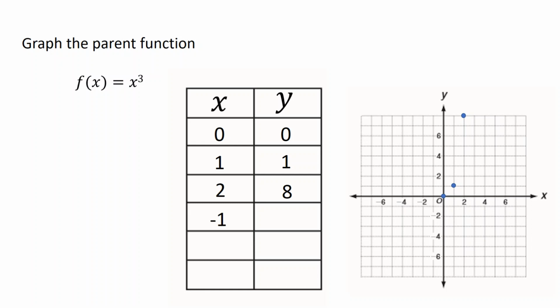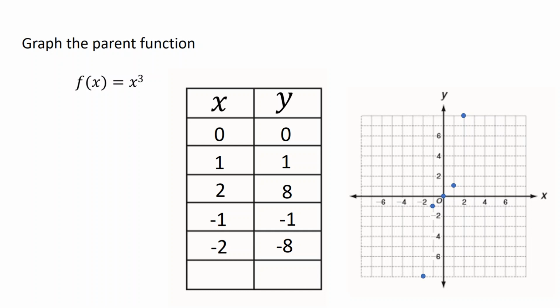Let's go with negative 1. Negative 1 times negative 1 is positive 1, but we have to multiply it one more time by negative, so it ends up being a negative 1. So our next point is negative 1, negative 1. Let's try negative 2. Negative 2 times negative 2 is positive 4, times one more negative makes us a negative 8. So let's plot that point.